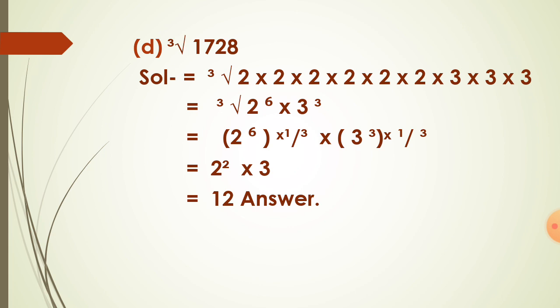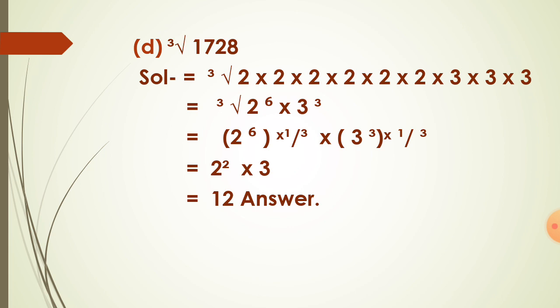2 has the power of 6, because 2 is multiplied 6 times. So 2 to the power 6, and 3 is multiplied 3 times, so 3 to the power 3. Since it is a cube root, the powers are going to be cancelled. 3 times 1 is 3, 3 times 2 is 6, so the power of 2 will be 2.